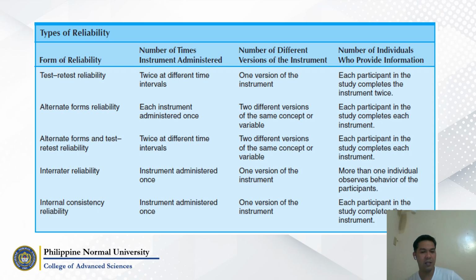Interrater reliability, wherein the instrument is administered once. There is only one version of the instrument, but there is more than one individual that observes the behavior of the participants. Then we also have internal consistency reliability. The instrument is administered once, there is only one version of the instrument, and each participant in the study completes the instrument. So these are the types of reliability that you can employ so that you can establish the reliability of your instrument.